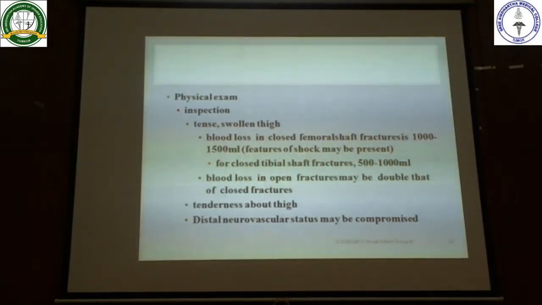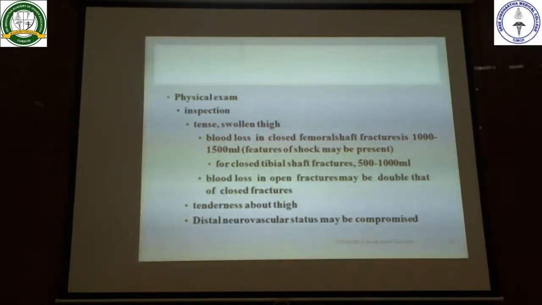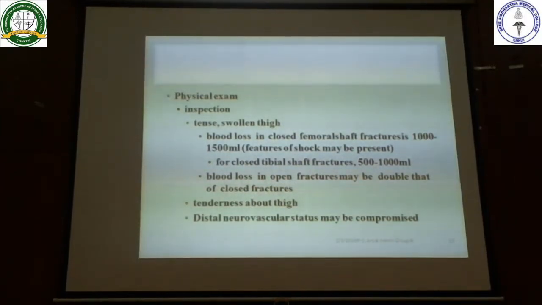So we'll just see that briefly. There you need to correct that first. You need to save the life of the patient first, and only then concentrate on fixing the fracture itself. So that point should always be kept in mind as far as fracture shaft of femur is concerned.